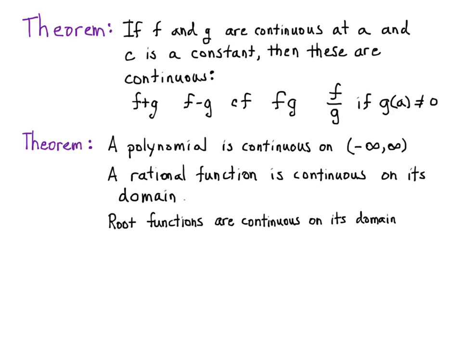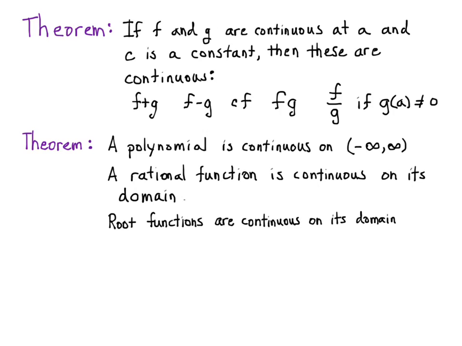A rational function is continuous on its domain. And so what's the domain of a rational function? It's everywhere where it doesn't have an asymptote, right? So all the places where the denominator gets to be a 0, it's not continuous there, but it is continuous everywhere else. So it's continuous on its domain.